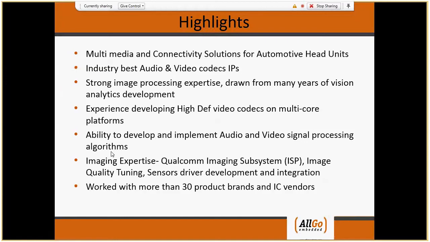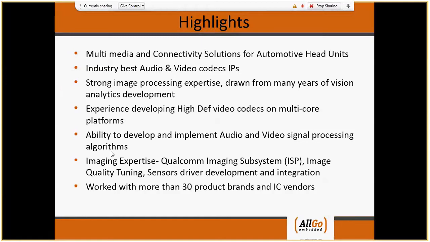We have been working on video codecs and optimizing them on multi-core platforms, where we break up the video codecs into different chunks and run them on different cores of a processor, in turn getting the best optimization possible. We also have audio and video signal processing algorithms like 3D, bass, surround, and video post-processing like de-ringing, de-filtering, and smoothing of the video.